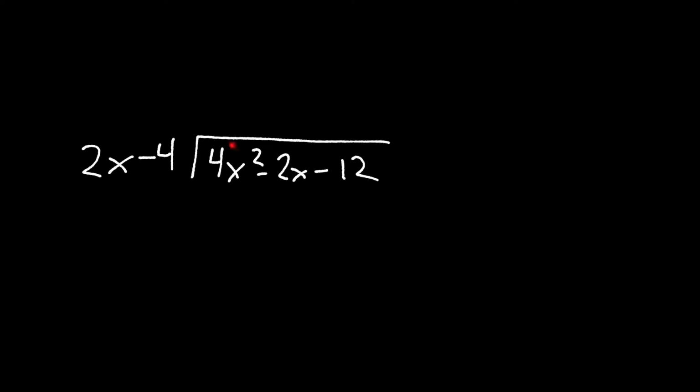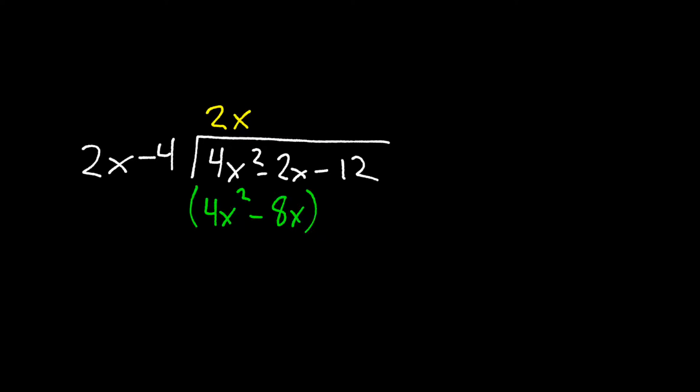Just like last time, we take our first term here, 4x squared, and we want to divide it by 2x. Well, what do I have to do to 2x to make it 4x squared, or as close to it as possible? And the correct answer to that is multiply it by 2x. So we then take our 2x up top, multiply it by the entire divisor, and what do we have? We have 4x squared minus 8x.